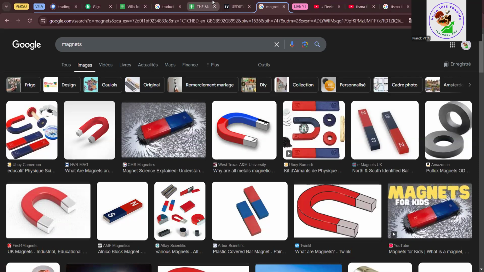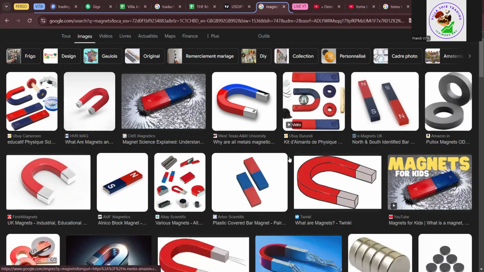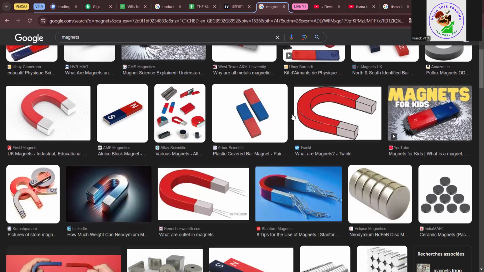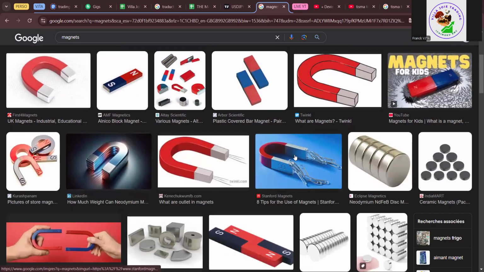Ichimoku has a magnet that attracts price. So what are those magnets? Ichimoku is the magnet, and the objects around Ichimoku are the objects that Ichimoku will attract. For example, price are those objects like this one, and Ichimoku is actually the magnet.